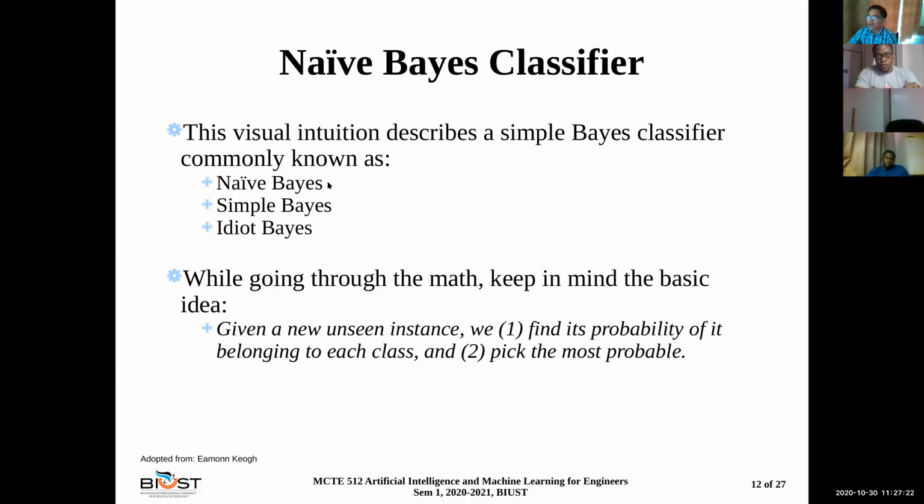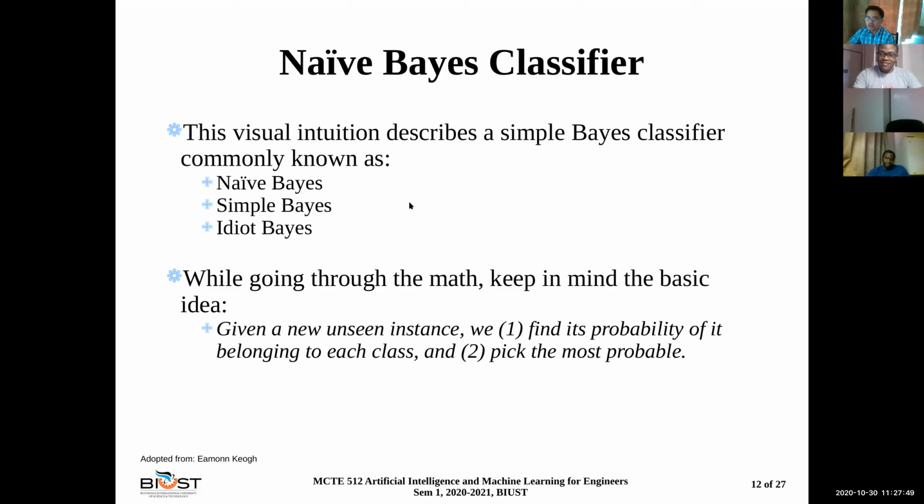Okay. So naive classifier is a visual intuition describing a simple Bayes classifier. We can call it naive Bayes or simple Bayes or sometimes idiot Bayes. She might be simple, but definitely she's not an idiot. She's just being shy and natural.